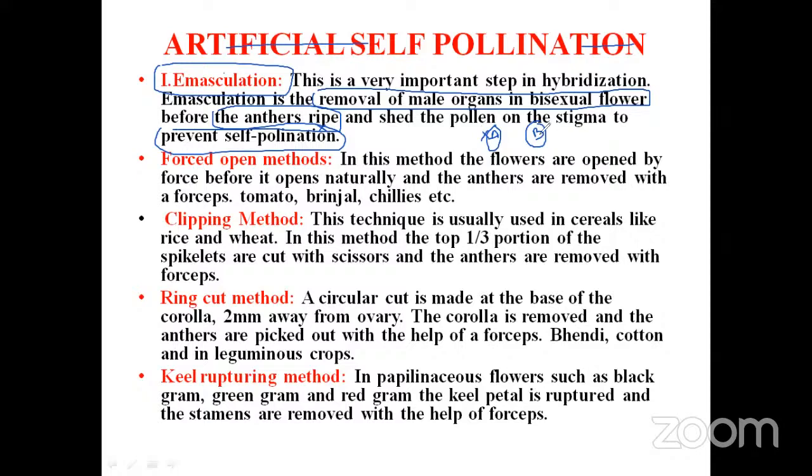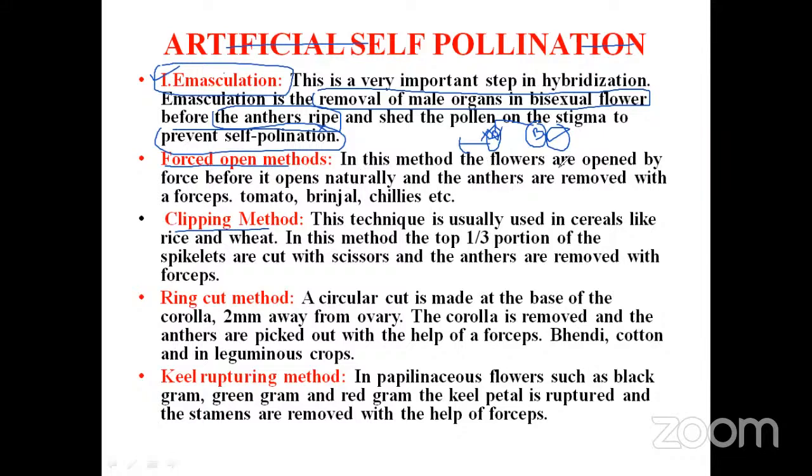Now you take the desirable character from the B plant in the form of pollen grain, and this pollen grain falls on the stigma of A. Later, in the next generation, the B plant's character is carried forward. This process is called emasculation, and it is done by different methods: the forced open method, clipping method, ring cut method, and keel rupturing method. Let's see the first one, the forced open method.